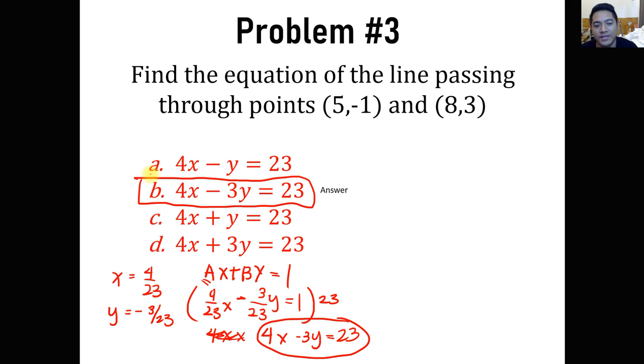So again, the values that we get for x and y are actually the coefficients A and B respectively of the line. So it's pretty much easy. With just algebra, we can multiply the whole equation by 23 and voila, you get the answer, just to eliminate the denominator below.